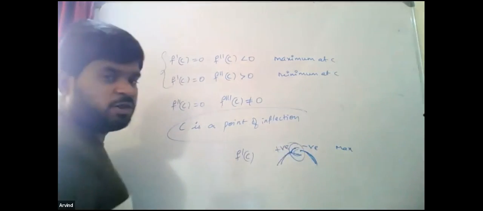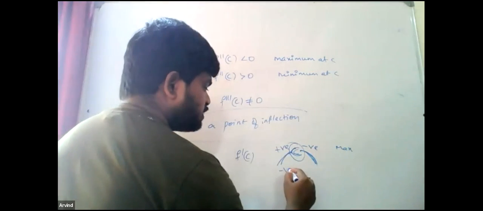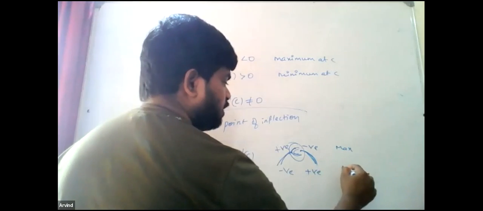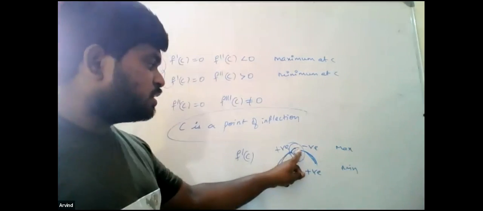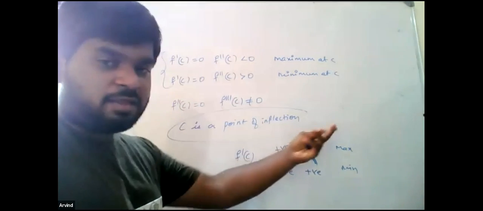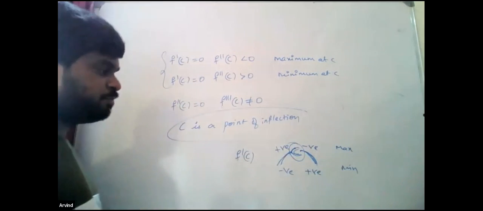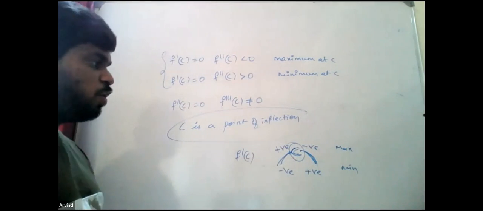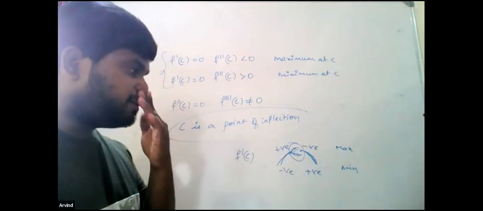Then at C you will have maximum value. If it is from negative to positive, then minimum value. Suppose the sign does not change on either side of C, then there will be no maximum and no minimum. Okay, so you want to have maximum and minimum. When will you use this?